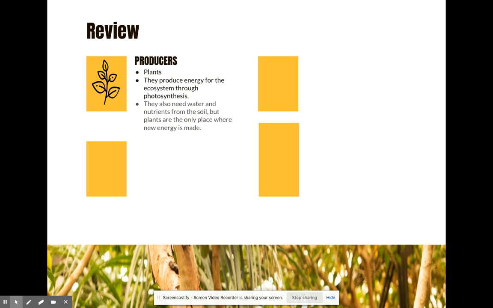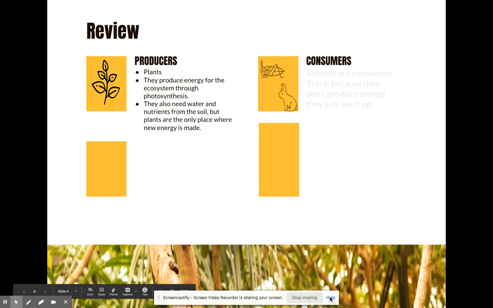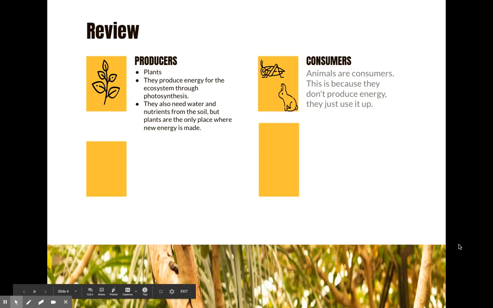Plants also need water and nutrients from the soil, but plants are the only place where new energy is made. Remember, they convert energy from the sun into energy that can be used for the rest of the ecosystem. Now, consumers are animals, and all animals are consumers. This is because they don't produce energy, they just use it up, or they just consume the energy.